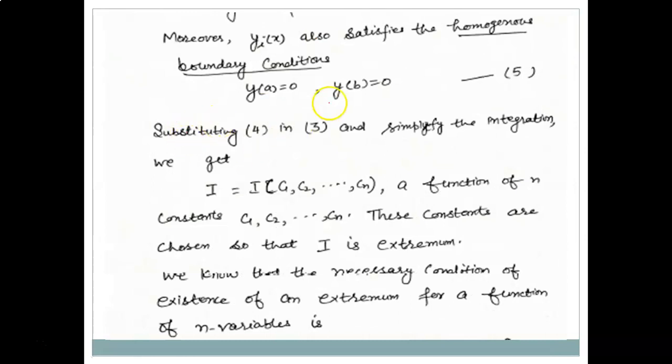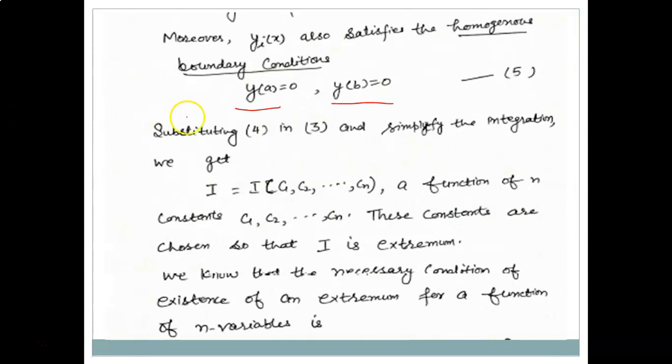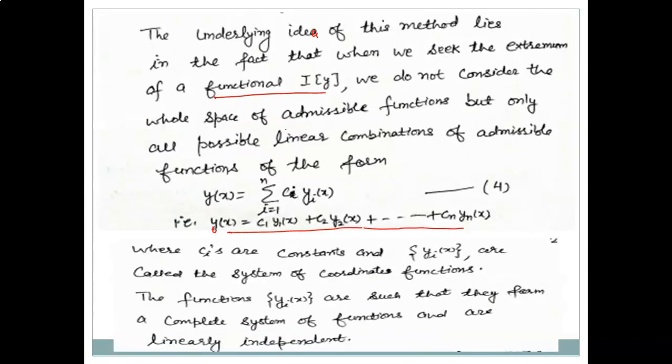Moreover, the yi's satisfy the homogeneous boundary conditions y at a equal to 0 and y at b equal to 0 in the choice function y(x). In this choice function y(x), you should keep in mind that these yi, meaning y1, y2, yn, are in such a way that they satisfy these boundary conditions, y at a equal to 0 and y at b equal to 0.